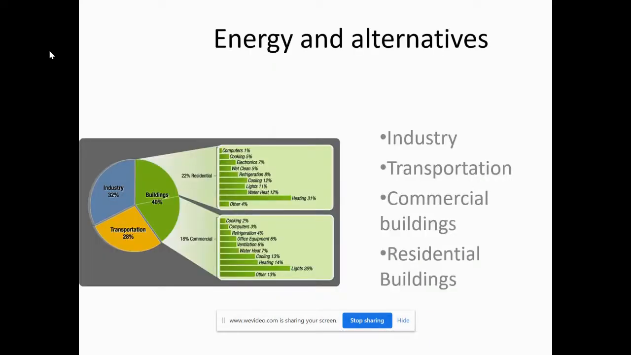So one of the main things I want you to know is the major uses of energy in households. The AP exam does not care about vampire wattage or things like that. First of all, the three biggest uses of energy in the US are industry, buildings, and transportation. Buildings are both commercial and residential.